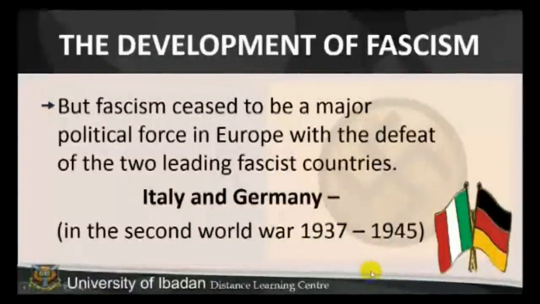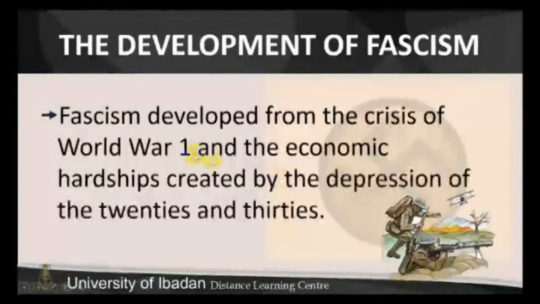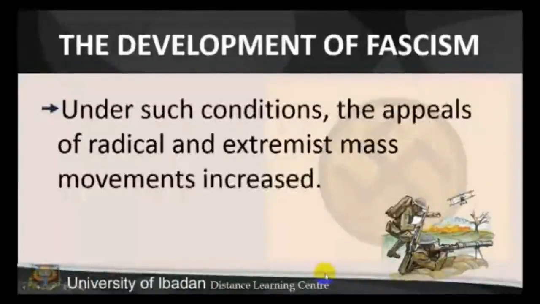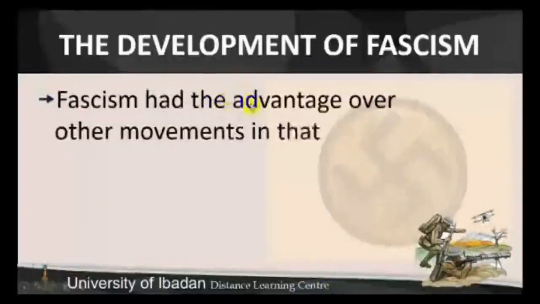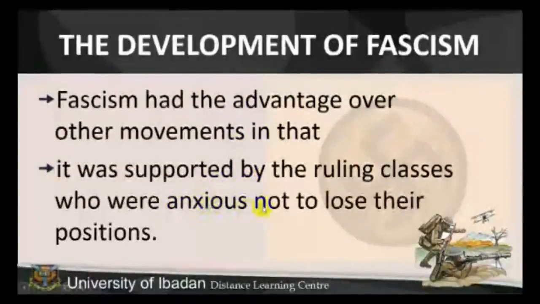To summarize our discussion in this section, fascism developed from the crisis of World War I and economic hardships created by the Depression of the 20s and 30s. Under such conditions, the appeal of radical and extremist mass movements increased. Fascism had the advantage over other movements in that it was supported by the ruling classes who were anxious not to lose their positions.